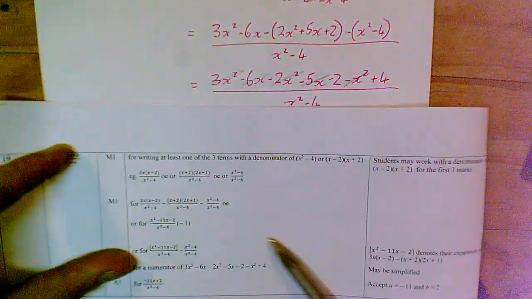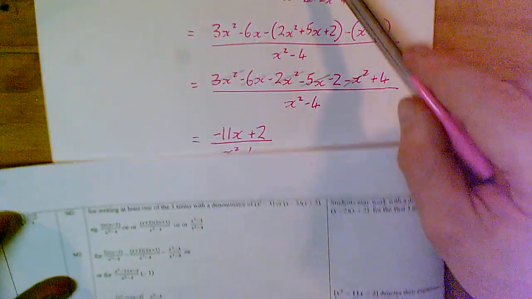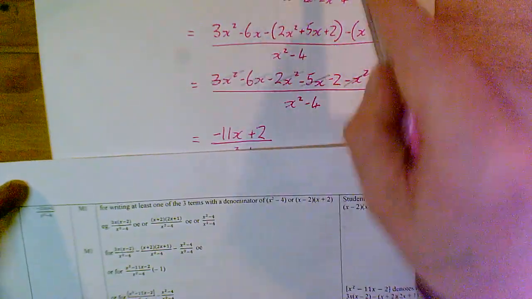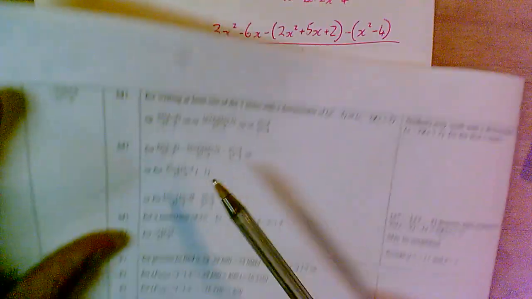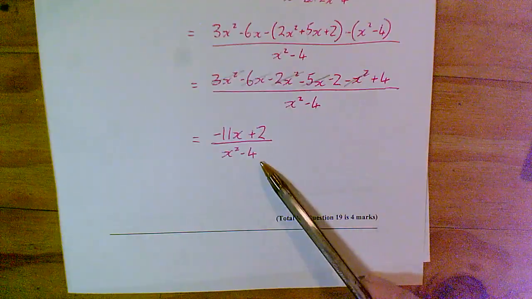Then there's some things that allow, if you made some early mistakes, you might get this final mark, even if you made some mistakes with the expanding out. But the final answer being negative 11x plus 2 over x squared minus 4.